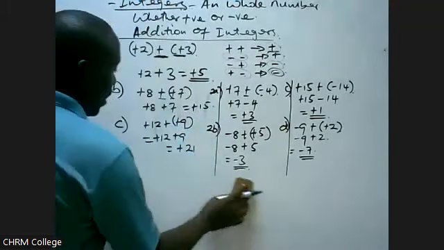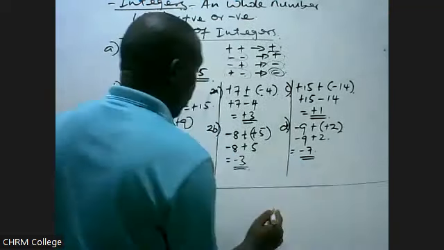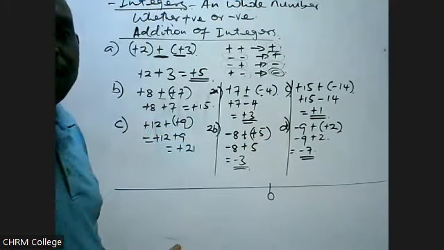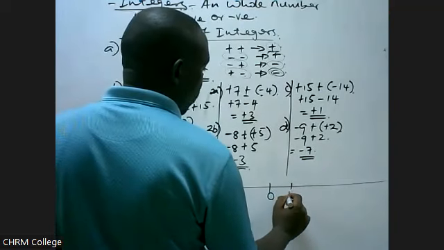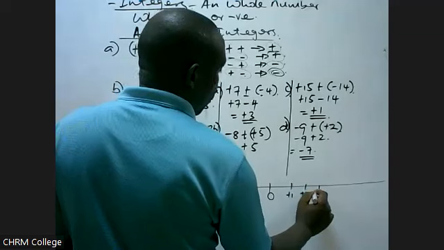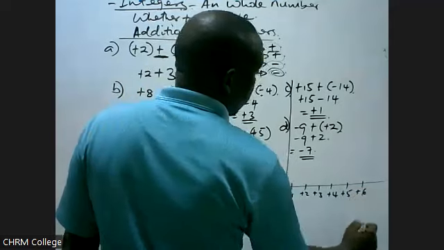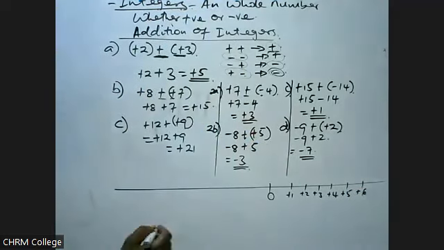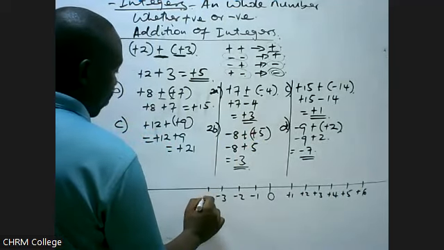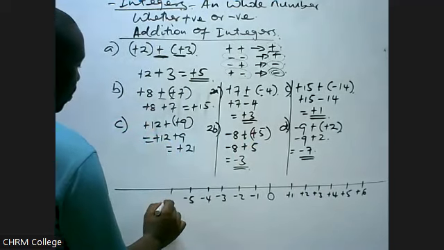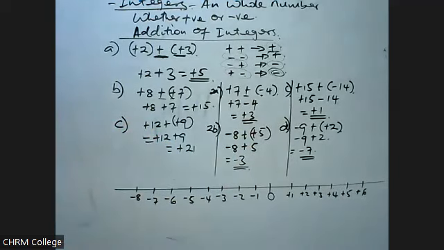You can get these solutions by using what we call a number line. A number line is a line with 2 sides. The neutral point is normally 0. To the right, it is normally positive integers. Those are positive integers. To the left, we have the negative integers. That is your number line.